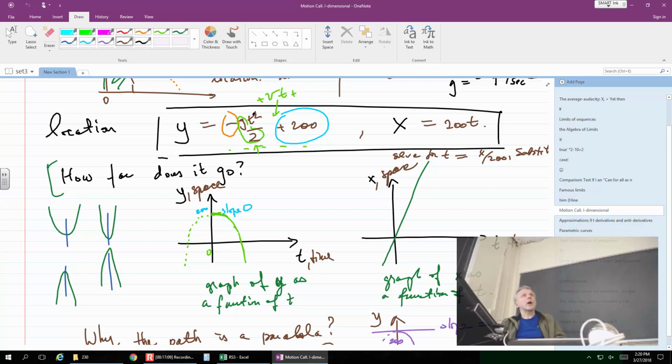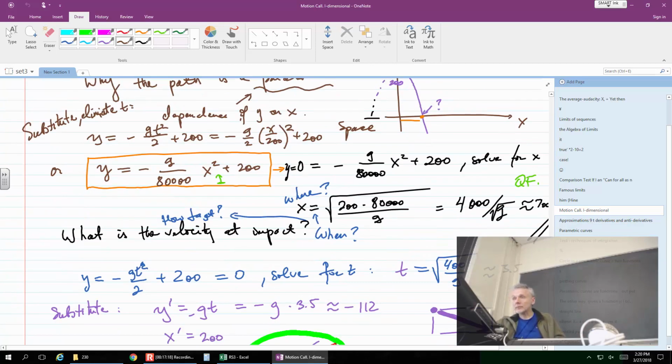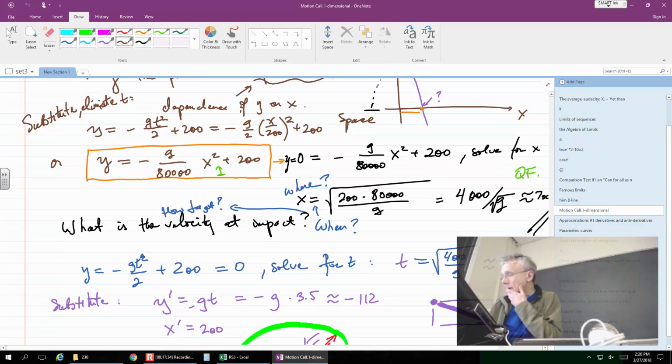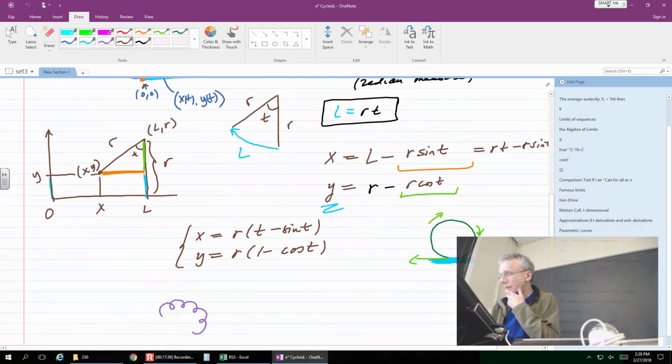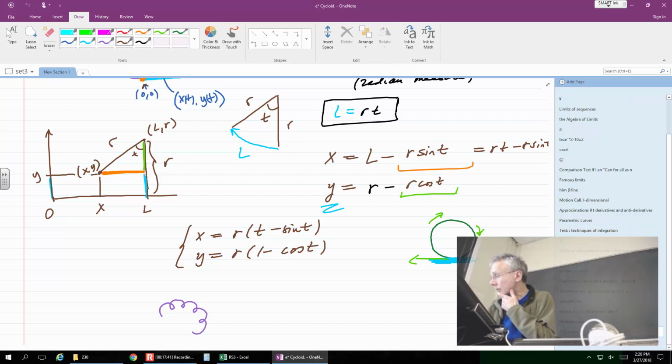So to find out how far it went, how do you do this? Set y equal to 0 and solve for t. Okay, so we pretty much did something similar. So anyway, it can be done, and it is really just an exercise, I suppose, in manipulating these formulas, a little bit of integration and a little bit of algebra. Okay, so here it is.